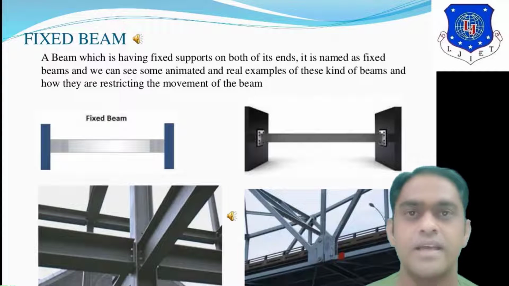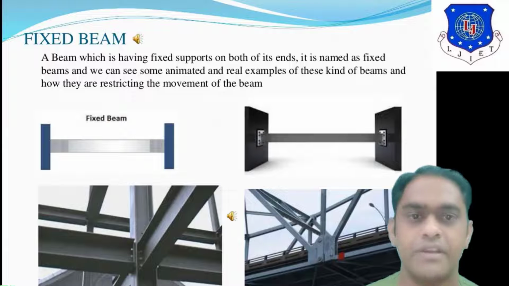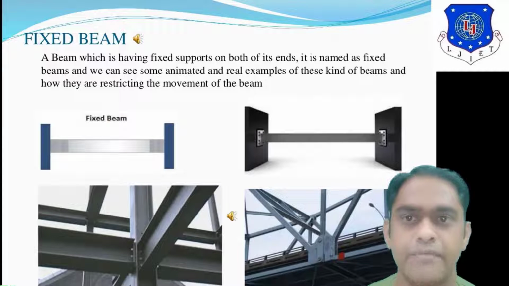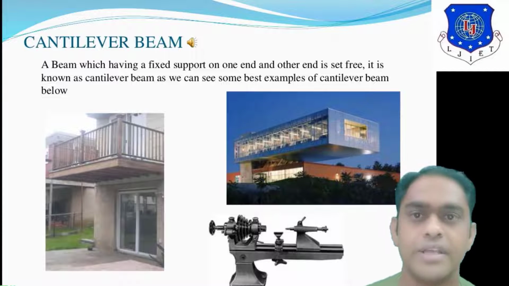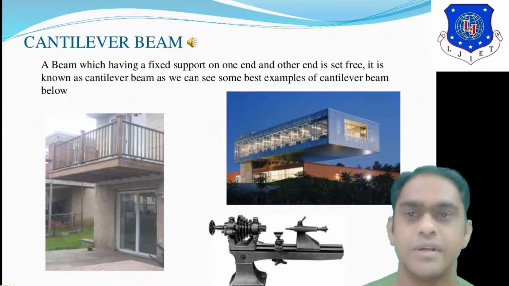Okay, so this is the example of fixed beam in which the beam is fixed from both ends. A beam which is having fixed supports on both of its ends is named as fixed beam. And we can see some animated and real examples of this kind of beams and how they are restricting the movement of the beam. So as you can see in the figure, there are the original structures in which the beams or the components are fixed from both the ends, known as fixed beams.